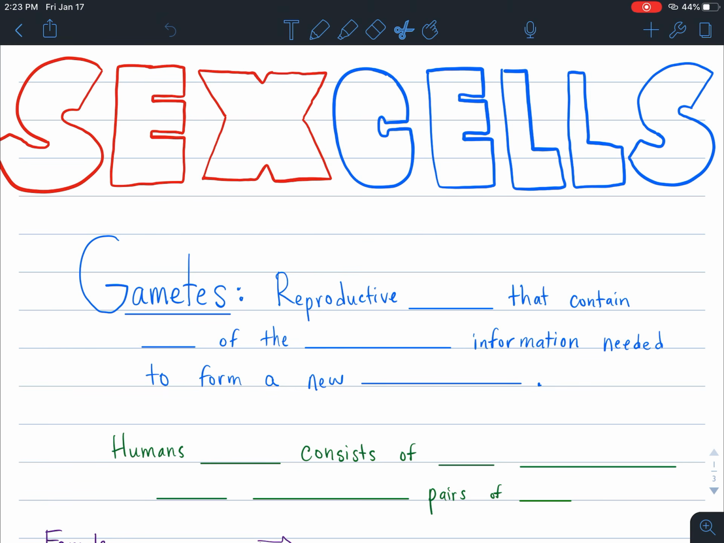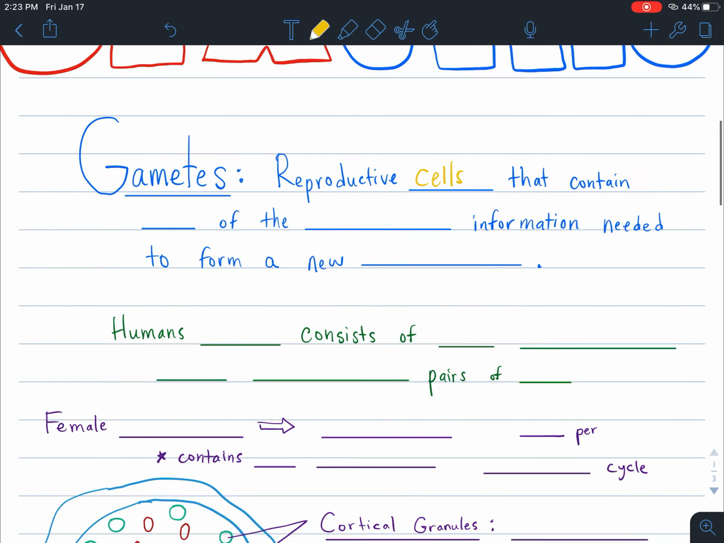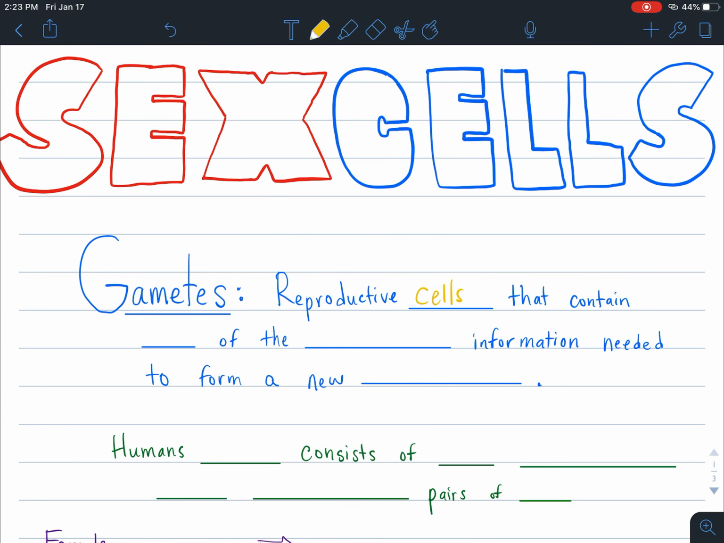So, gametes is a really important word here because that's the word used to describe sex cells. Gametes are basically just the reproductive cells that contain half of the genetic information needed to form a new organism. Now in this case, it's a new human, but it could be any organism.